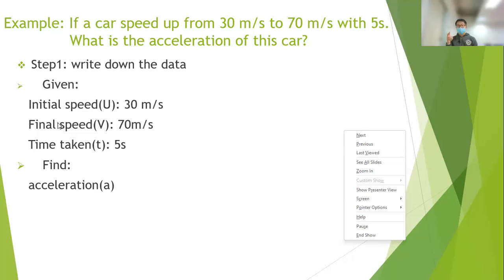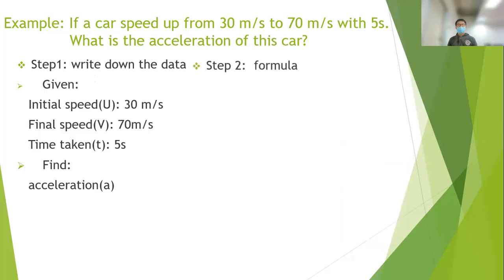Initial speed, final speed, time taken, and acceleration. Okay, so as we write down this data, now we are going to write the formula. The formula is v minus u equals a times t. We talked about it in the previous slide. Just copy and paste.